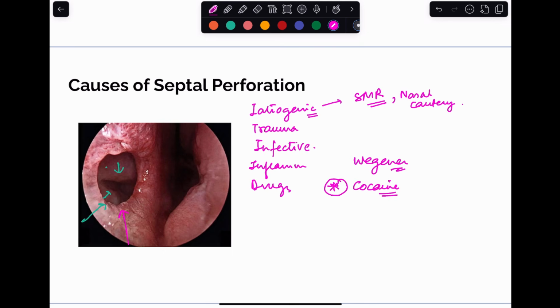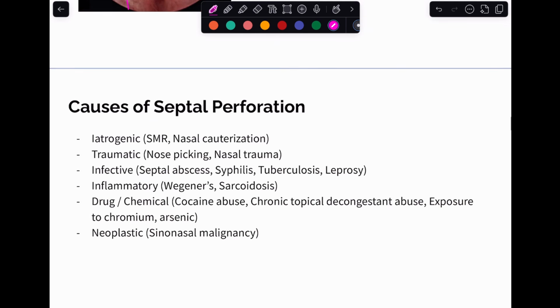And some industrial chemicals which can lead to septal perforation is when you have exposure to chromium and arsenic. These are some important tidbits to remember about this. And lastly, there can be neoplastic causes, like in case of maybe sinonasal malignancy. So these are all the causes of septal perforation.